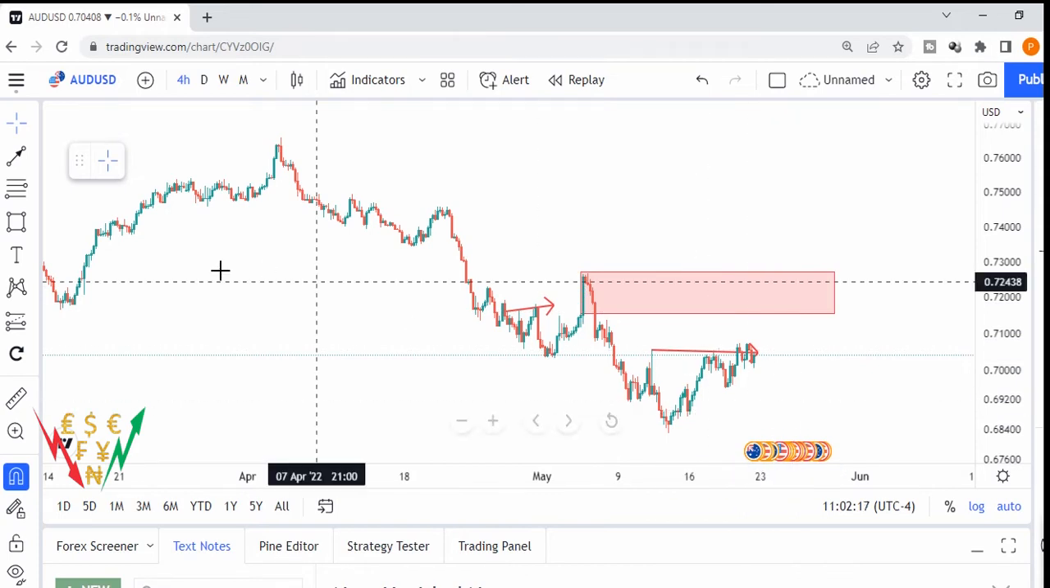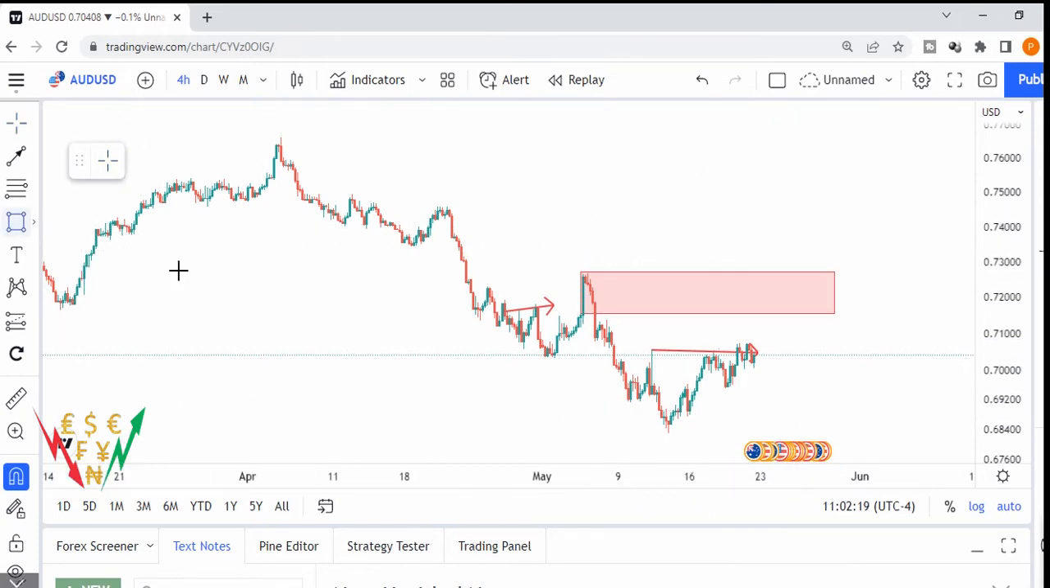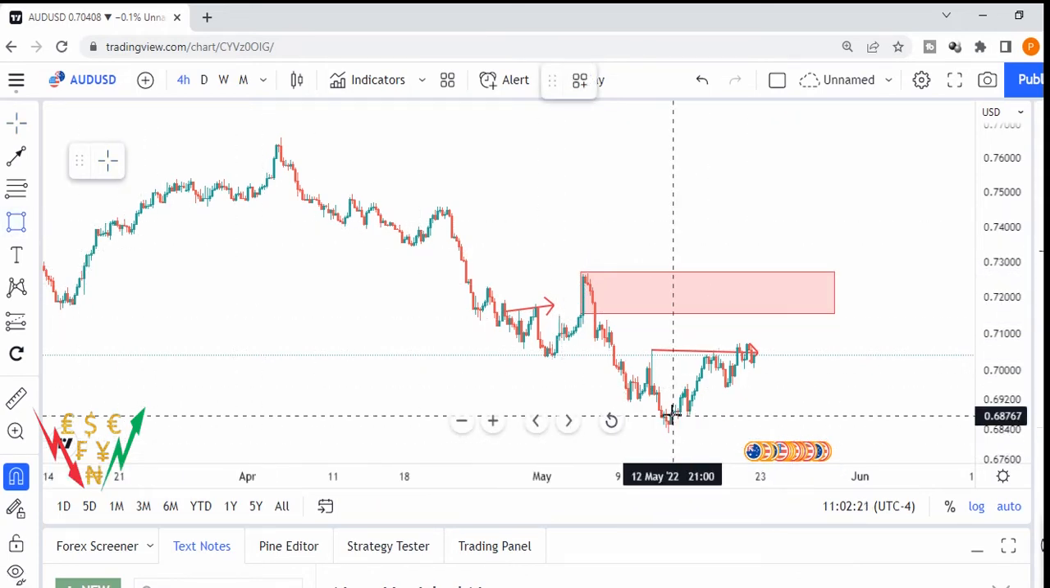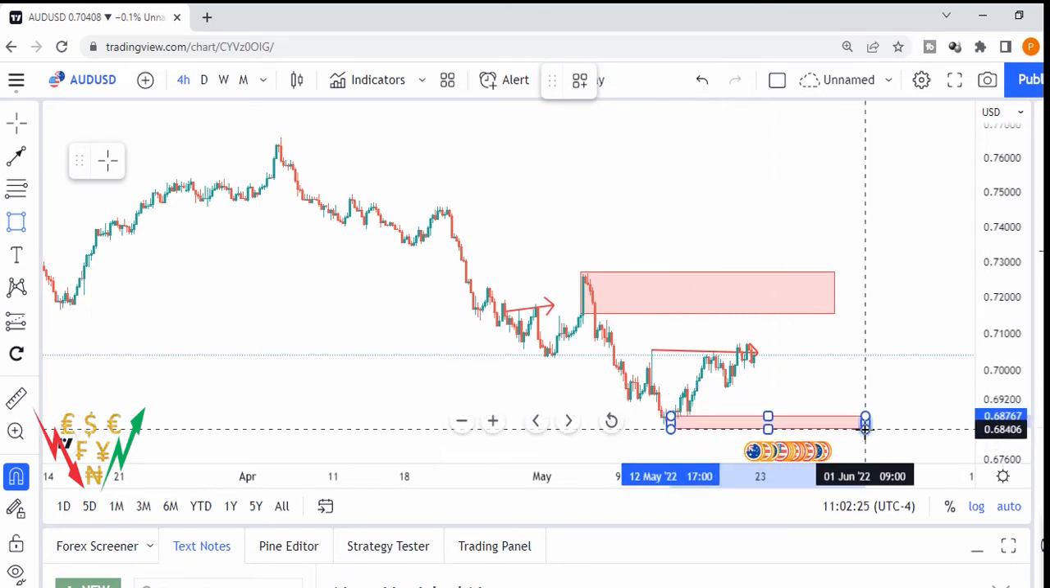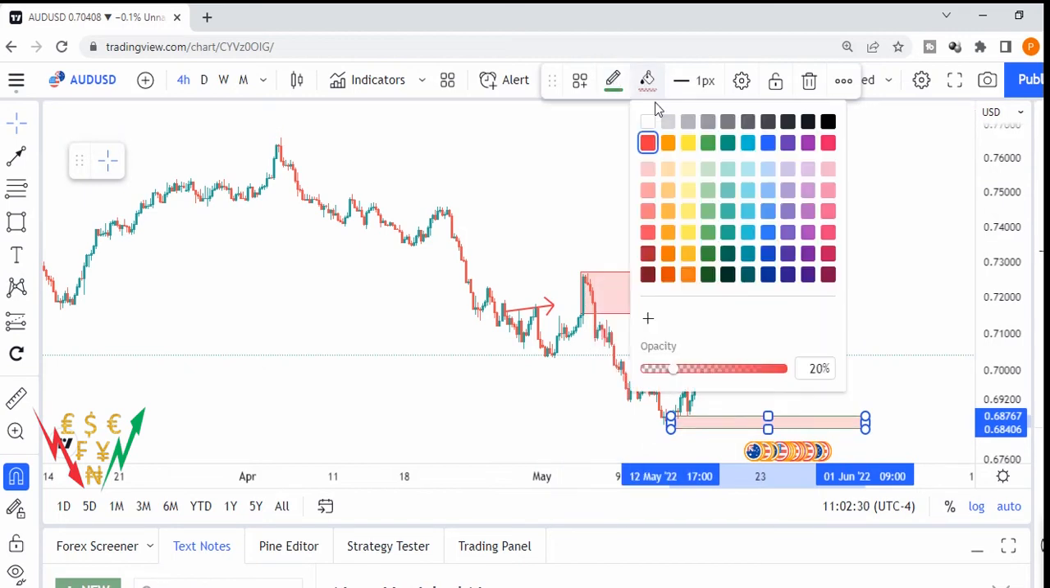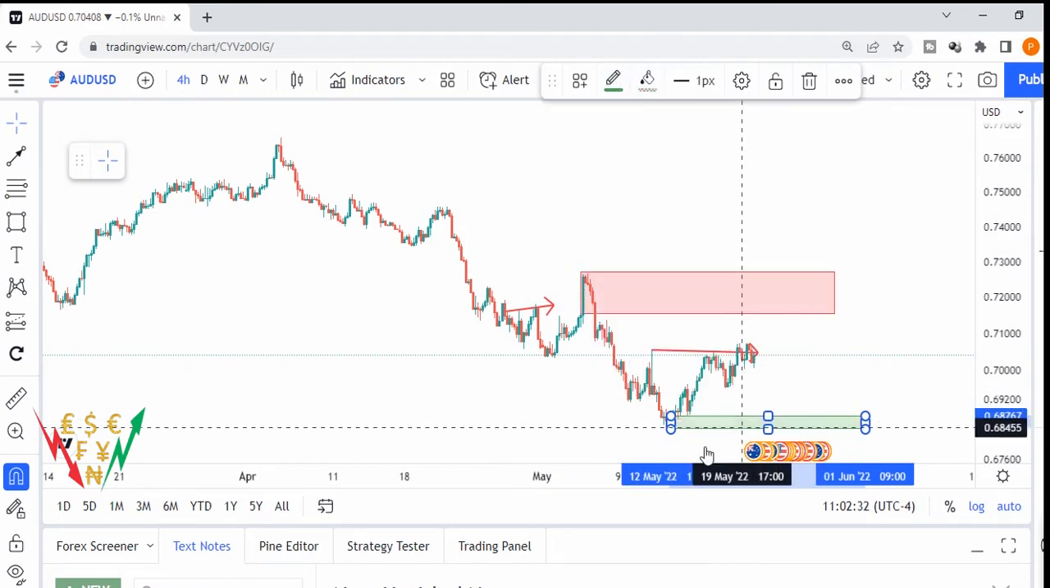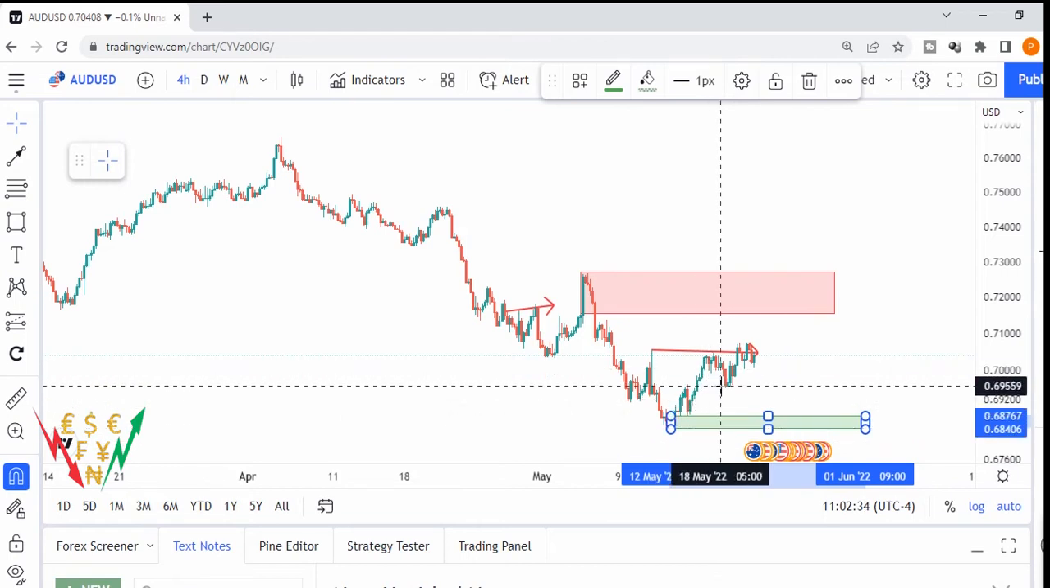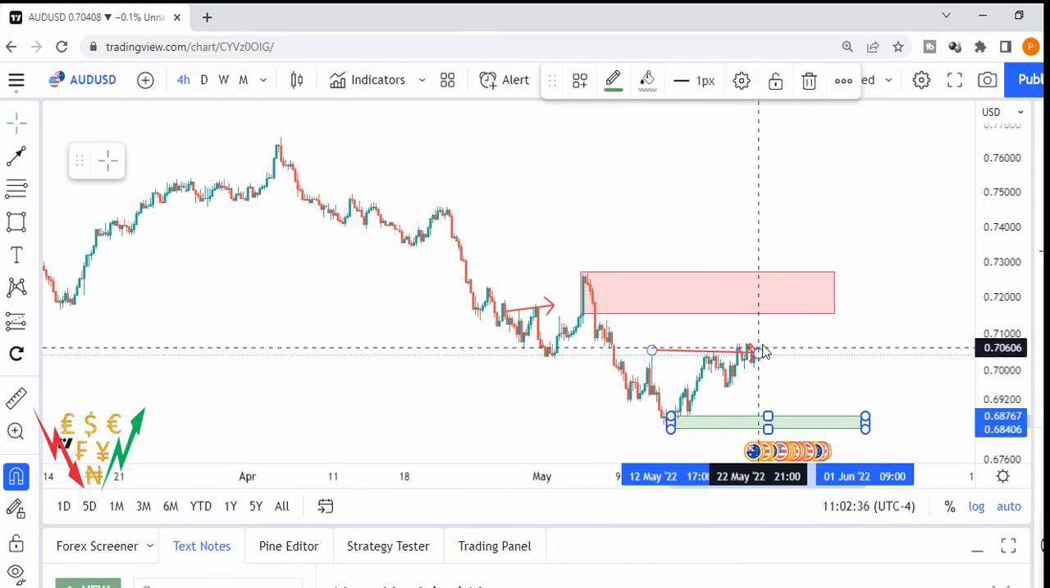But we have a level to watch at this point. Another thing that happened here was that a demand zone was formed on the 4-hour chart. From this area, a demand zone was formed, and we noticed the price reacting off this zone pretty much last week, right? So price is currently at this area.